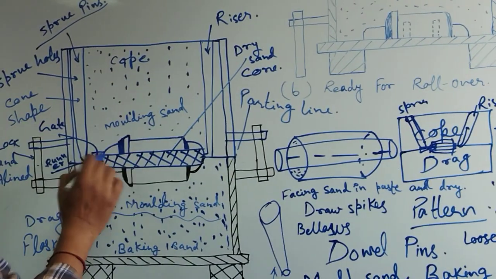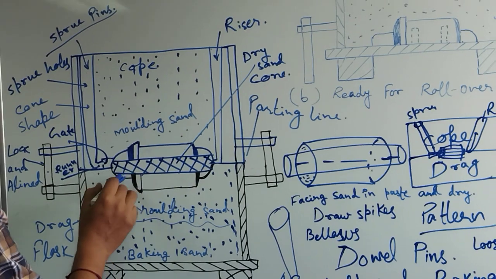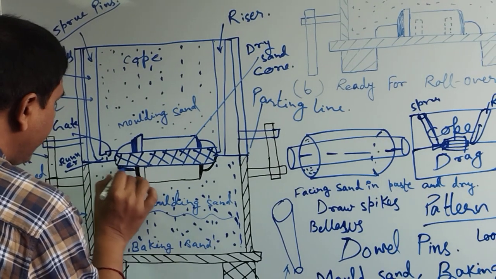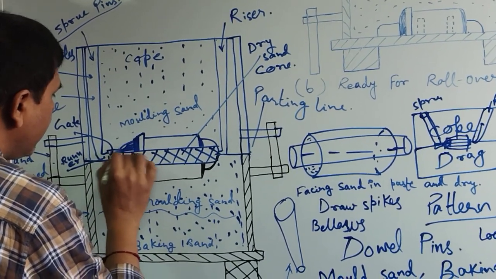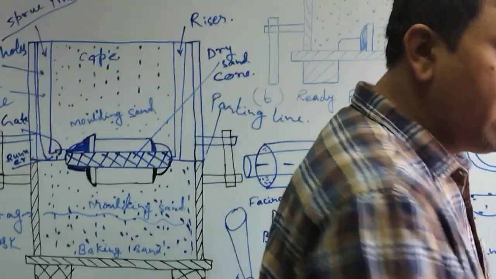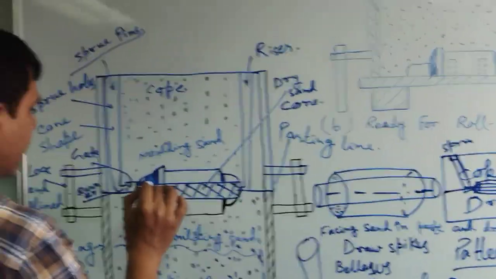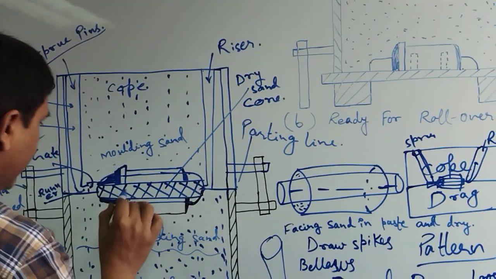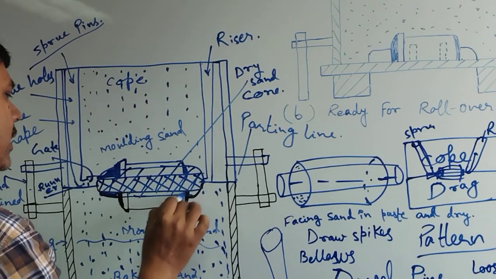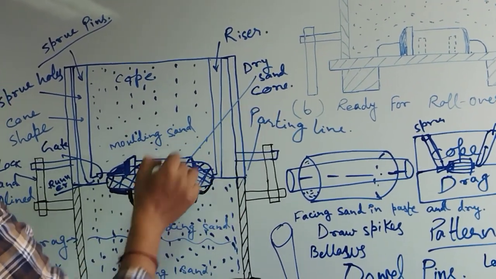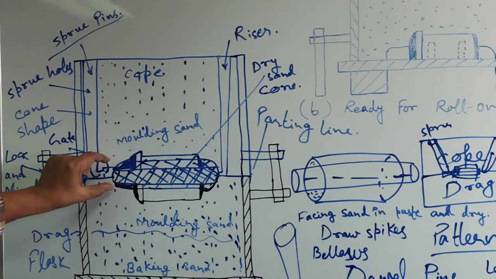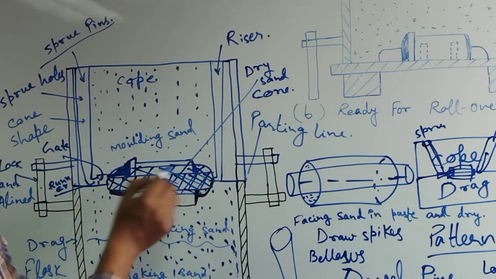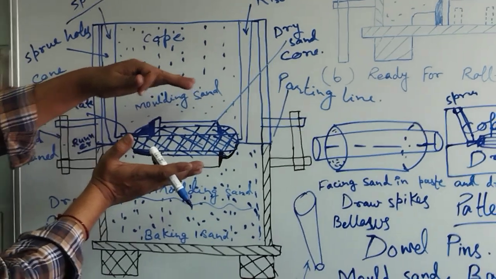Here, the gap in the molding flask will be completely filled. Yes, it will be completely filled. Suppose this part is here. This is the dry sand core, properly fitted, and we insert the dry sand core in between the flask.